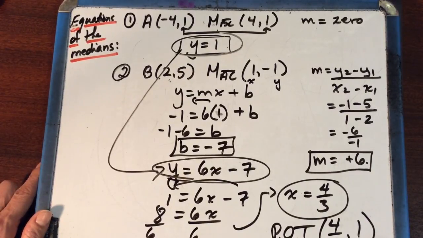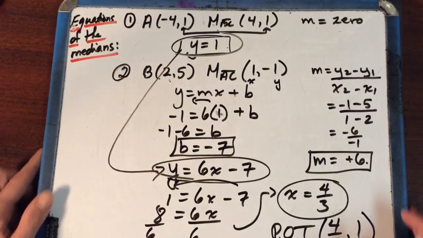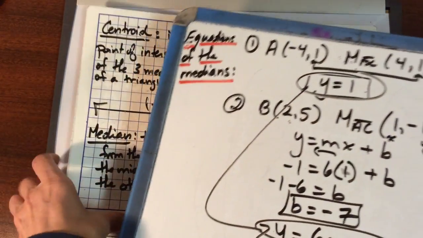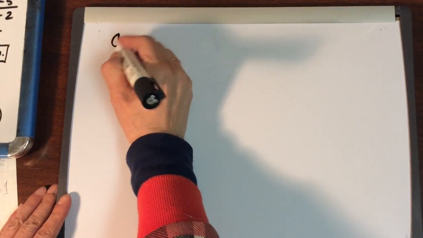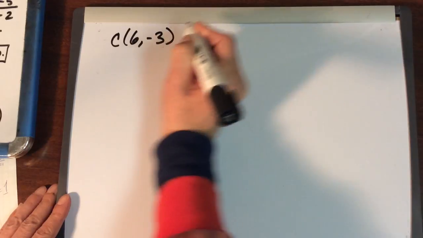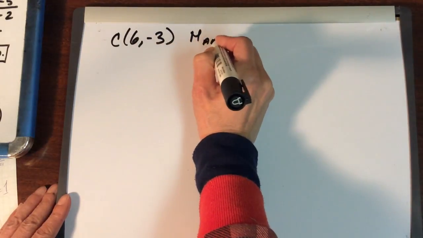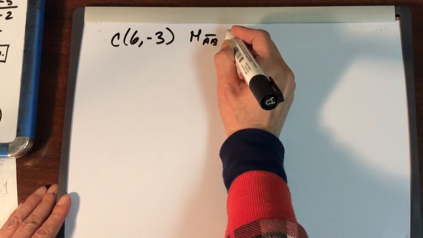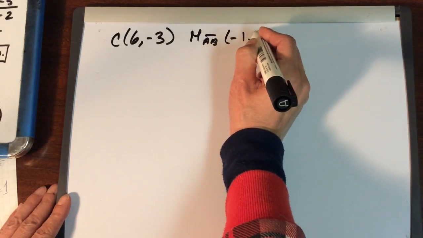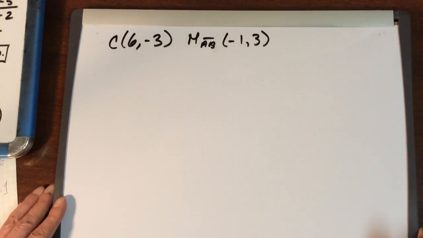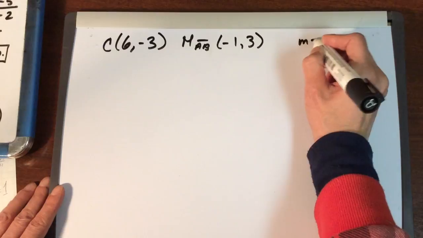Now how do I check that? Well, we're going to try and check it in the third equation. So the third equation, we're going to use the point C, which was (6, -3). And we had this midpoint. And so the equation of this median, first of all, let's find the slope.